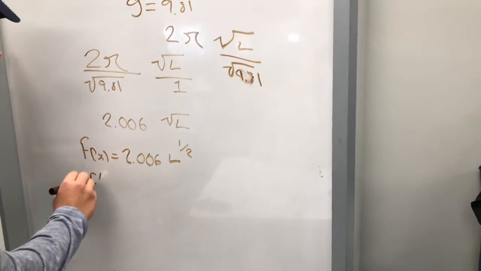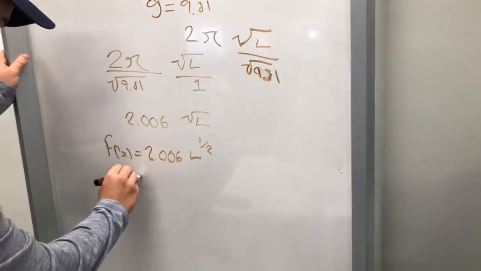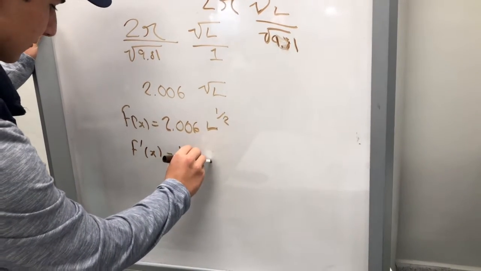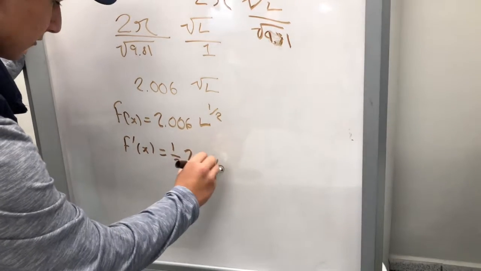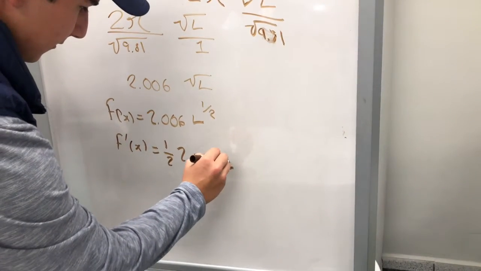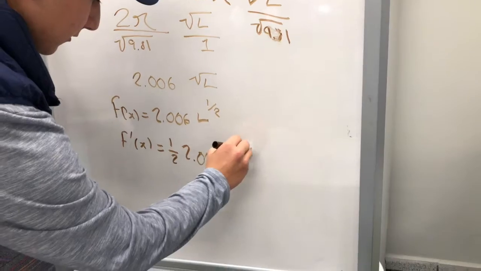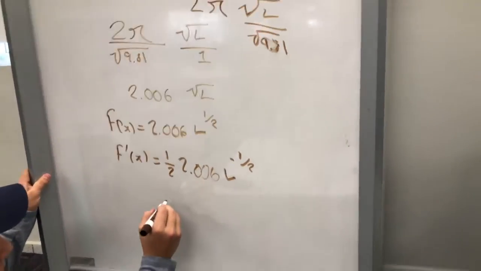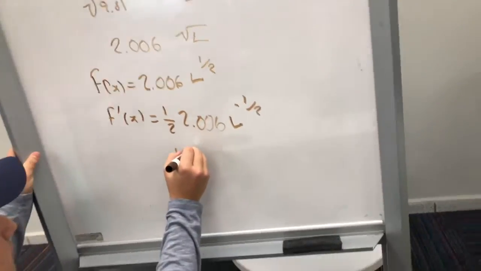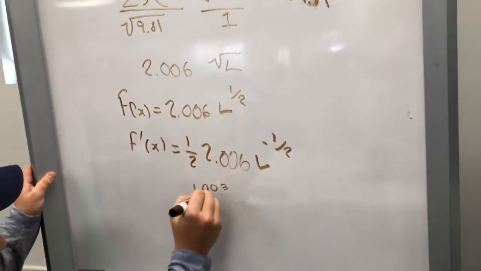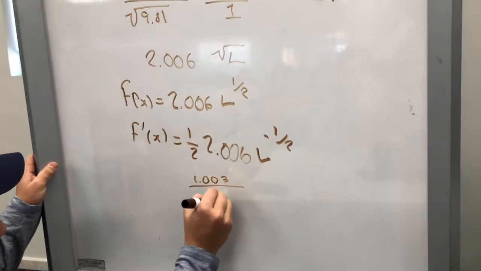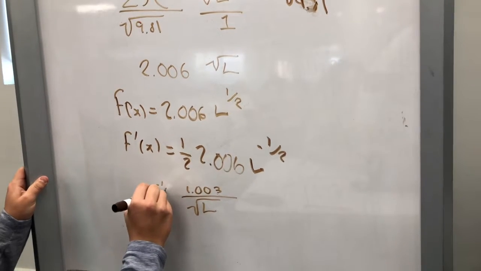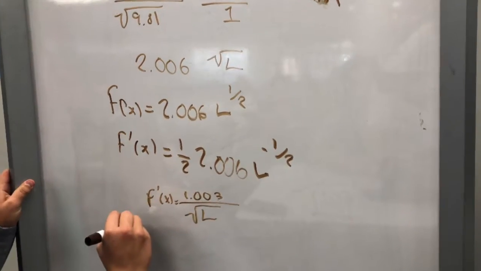We pass the 1/2 into the front and multiply it by the 2.006 and subtract 1 from the original exponent, which was in the L. Makes it negative 1/2. So our final answer is f prime of x equals 1.003 divided by the square root of L. We pass the square root of L down because our exponent 1/2 was negative.